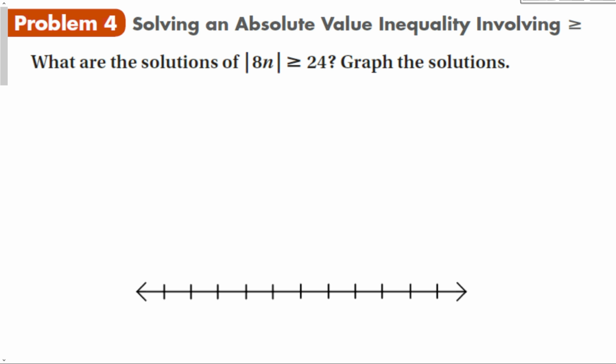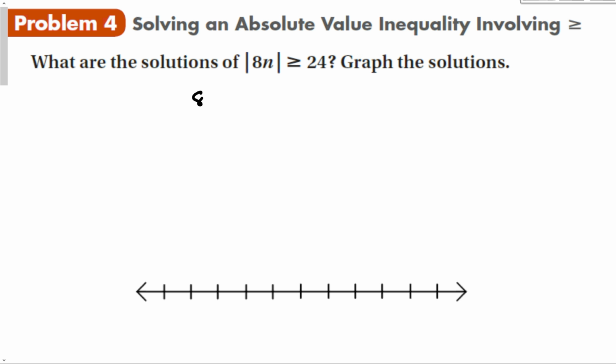Well, this is greater than, which means the expression is going to be going away, right? It's going to be going greater in one direction, and it's going to get a bigger negative number in the other direction. So that is a disjunction. That means we are going to have an or inequality. Okay? If you can't remember that, well, let's solve it the first way first.